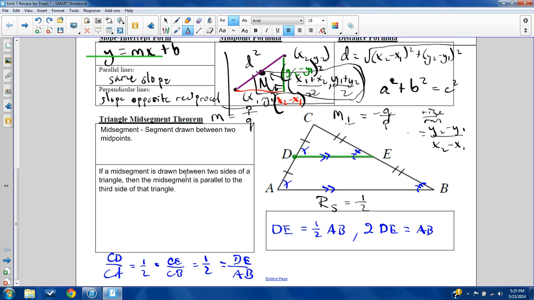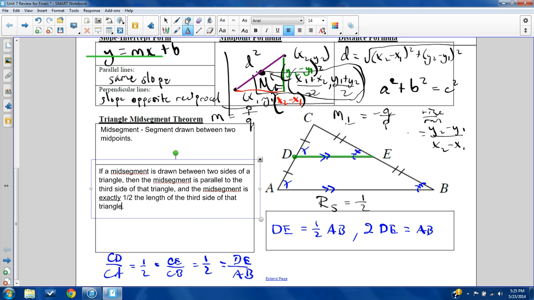So the other part of the triangle midsegment theorem that I'm going to put is not only is the midsegment parallel to the third side of that triangle, and the midsegment is exactly half the length of the third side of that triangle.